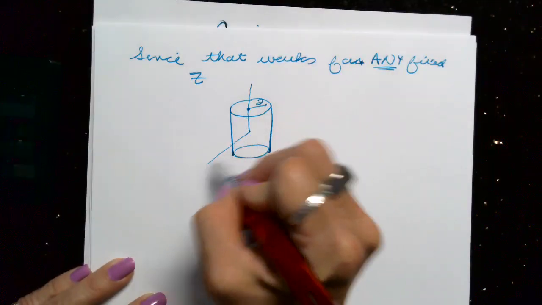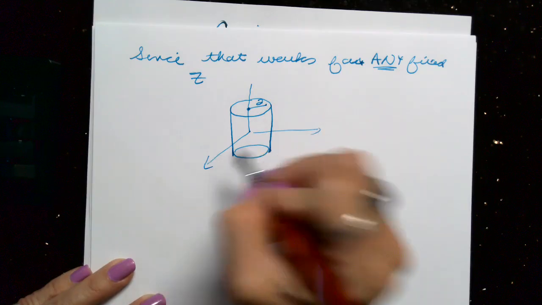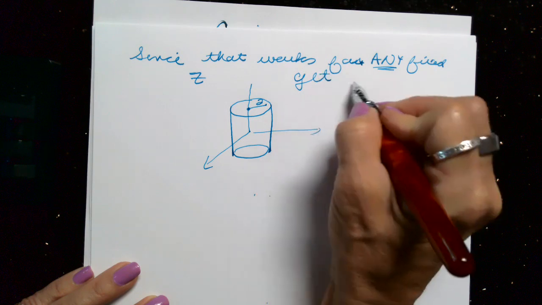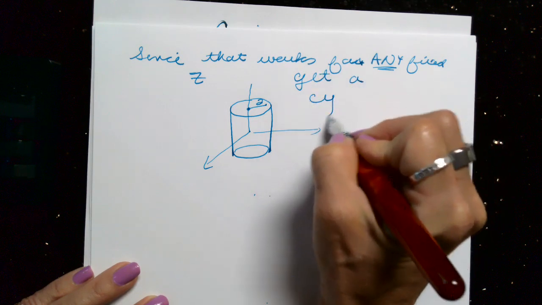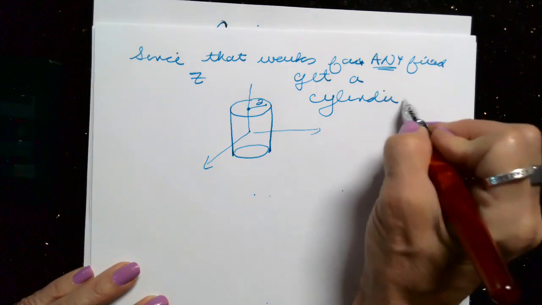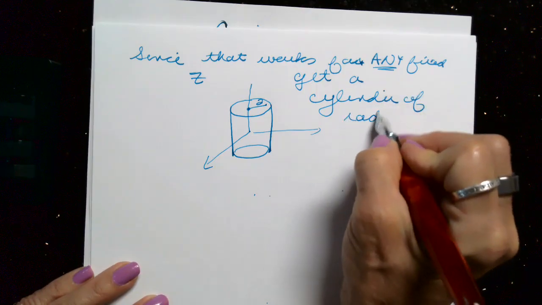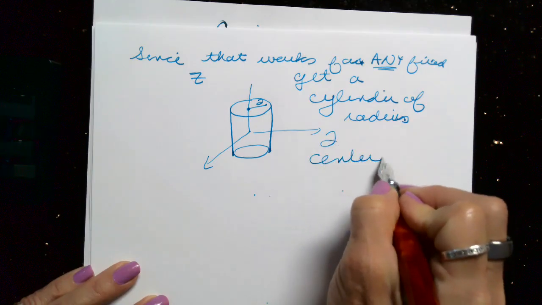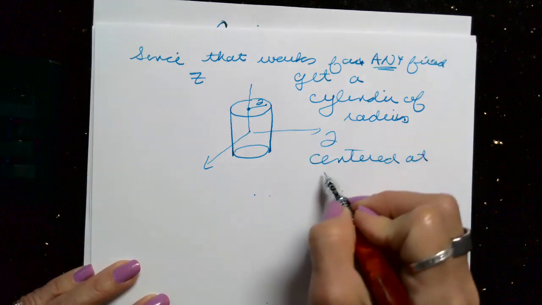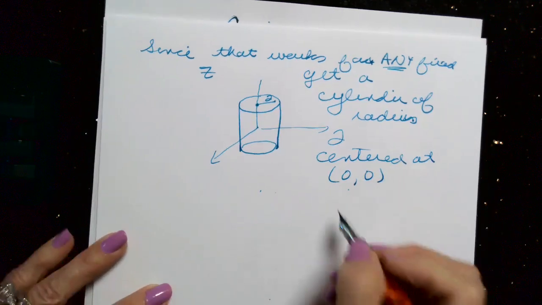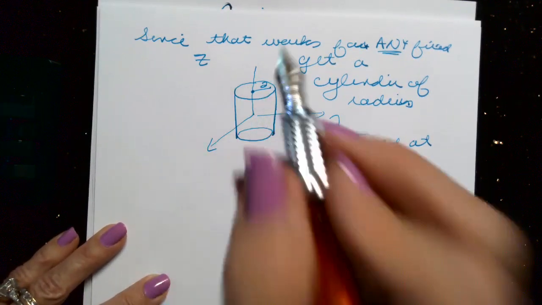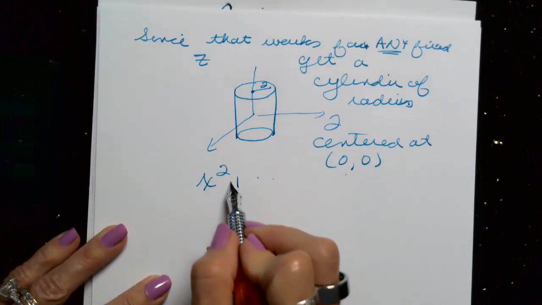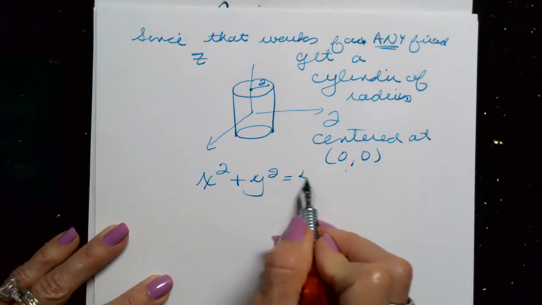Let me try to draw my axes. Okay, so we get a cylinder of radius 2, centered at the origin, and it's an infinite cylinder. It goes infinitely long in both directions. Okay, and that's the graph of x squared plus y squared equals 4.